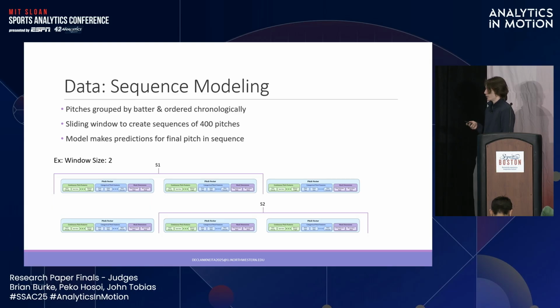How we're actually going to create the sequences of pitches that we're going to use to train the model is basically we're just going to go through a StatCast data set and group all the pitches based on the current batter and order them chronologically. We're then just going to use a simple sliding window approach on each of those groupings to create sequences of 400 consecutive pitches. The model is going to take one of these sequences as input, and its goal is going to be, for the final pitch in that sequence, to predict the outcome-related features.